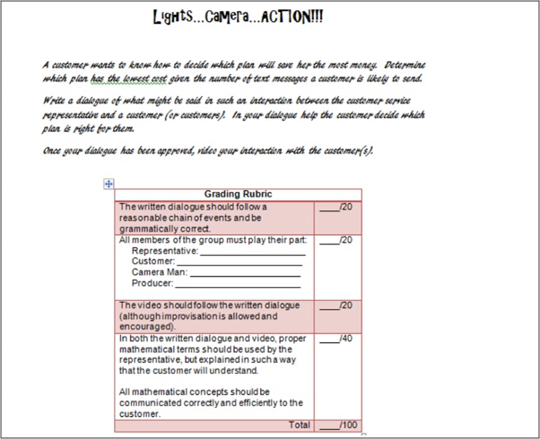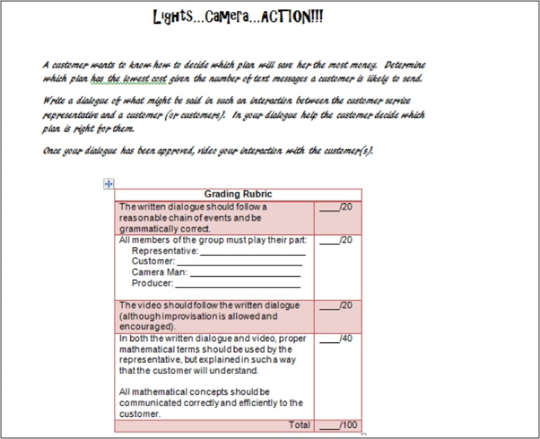All members of the group must play their part. The representative, the customer, the cameraman and producer are the same person. Sorry, there should just be 3 blanks there. But everybody should play their part. And everybody should play their part consistently. So the cameraman is the director. He's the producer. He's telling you what to do. The customer and the representative, you guys obviously played parts in the video, but you should be the people who give the speaking parts that you write out in your rough draft.